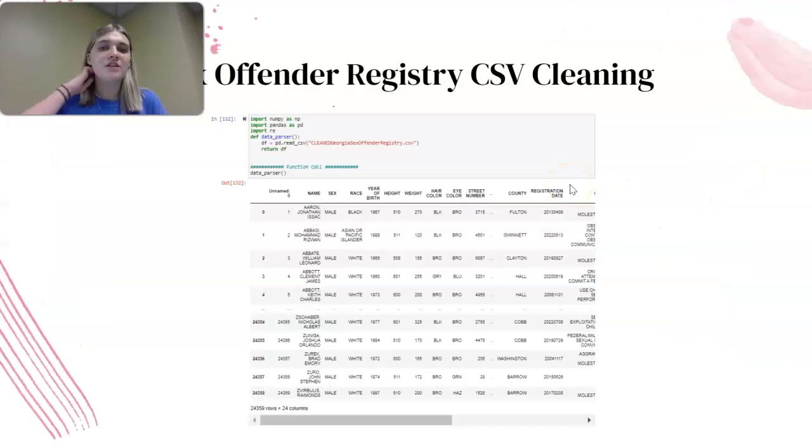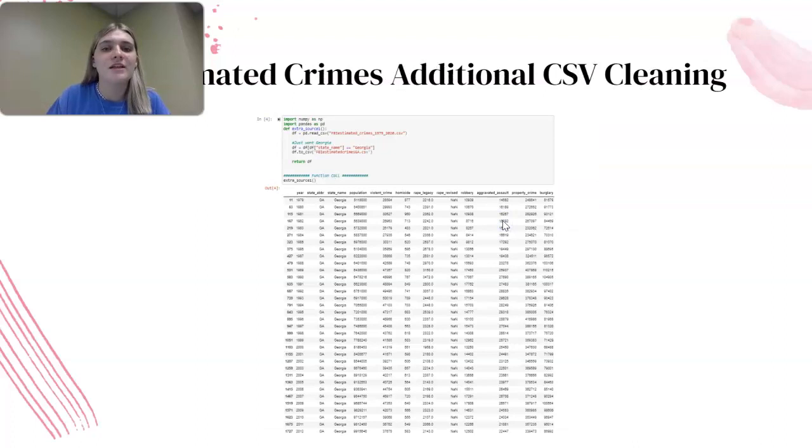Okay, so for the sex offender registry CSV cleaning, here's kind of what it ended up looking like when it was done. As you can see, we had the name, sex, race, etc. For the FBI estimated crimes additional CSV cleaning, I once again said all I had to do was find the state of Georgia and put all that information in. So this was super easy as well.